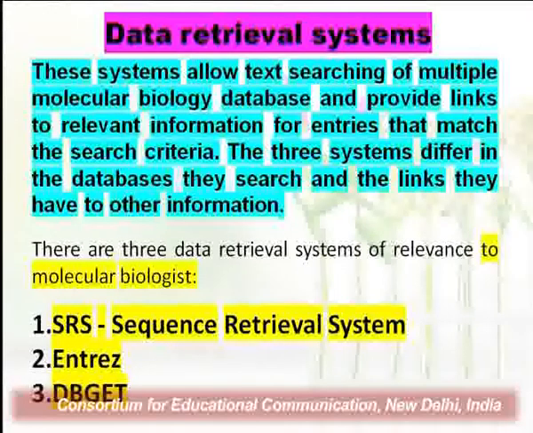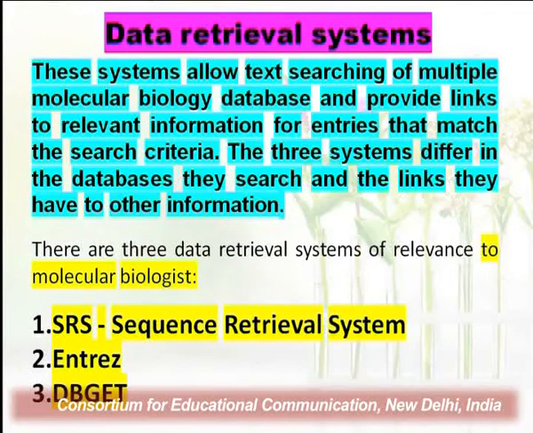So in the data retrieval system, what is it doing? It allows us to search across multiple molecular biology databases. It provides links to the relevant information and entries that match the search criteria. We have three systems that differ in the databases, the search, and the links they have to other information. The first one is SRS, that is, sequence retrieval system. The second is Entrez, and the third is DBGET. So let's look at them one by one.